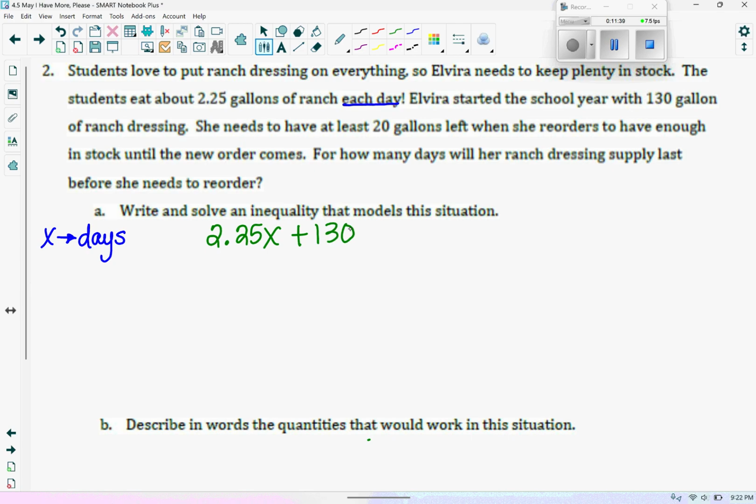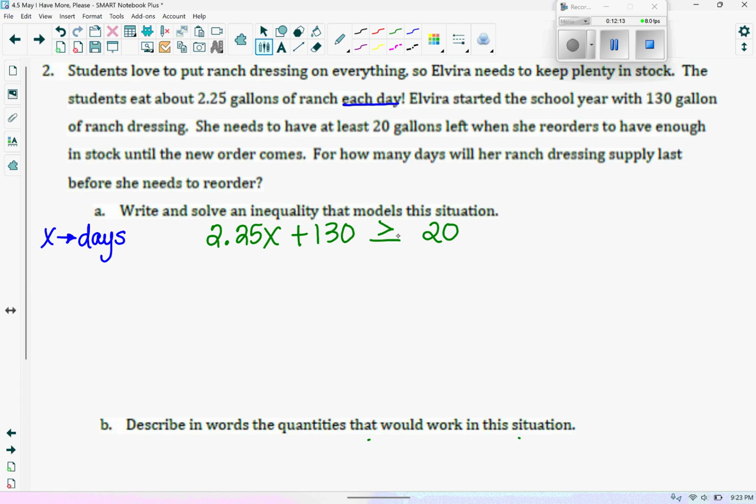And then it says she needs to have at least 20 gallons left when she reorders to have enough in stock until the new order comes. So we know 20 is going to go over here. And now we got to figure out our inequality. Okay. If she has less than 20 gallons, then she's not going to have any in stock when she needs it before her order comes. Okay. So the words at least means greater than or equal to.